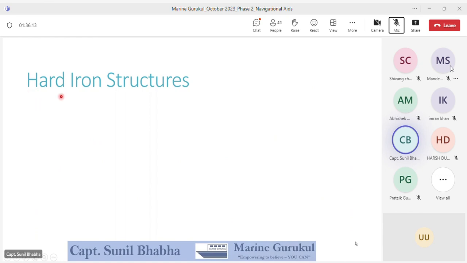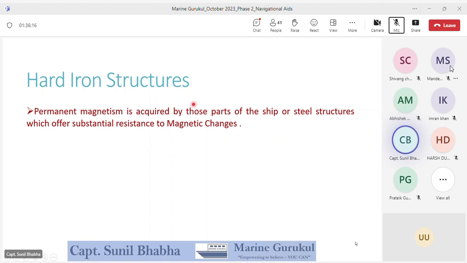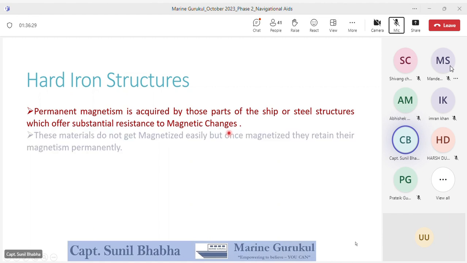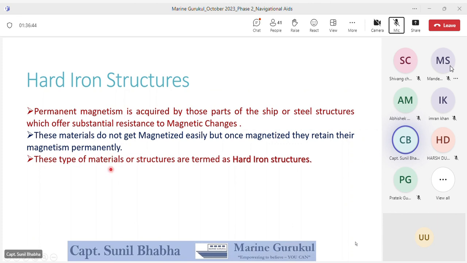Now moving on to the hard iron structures. Permanent magnetism of the ship is acquired by those parts of the ship or steel structures which offer substantial resistance to magnetic changes. These materials do not get magnetized easily, but once magnetized, they retain their magnetism permanently. These kinds of materials are termed hard iron structures.